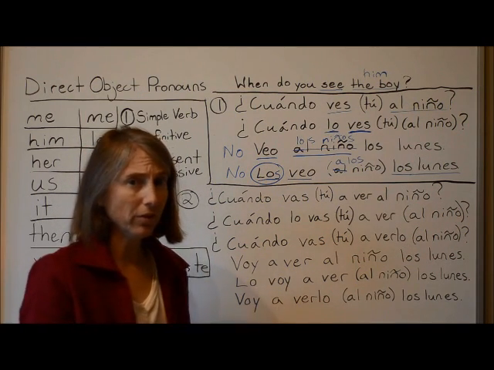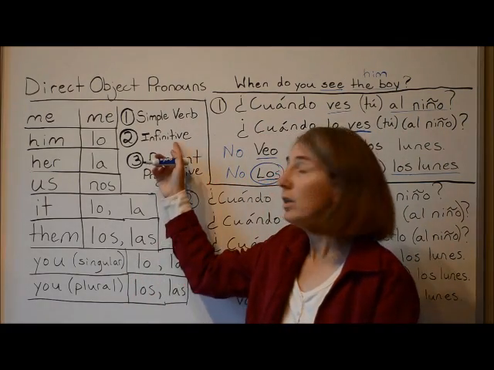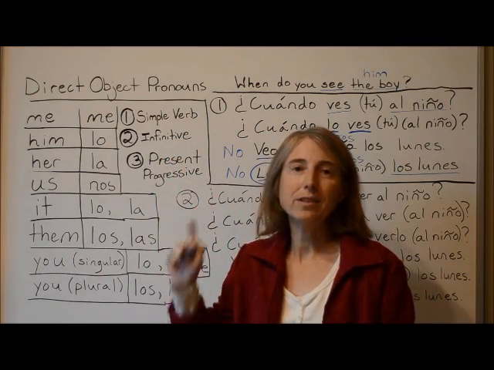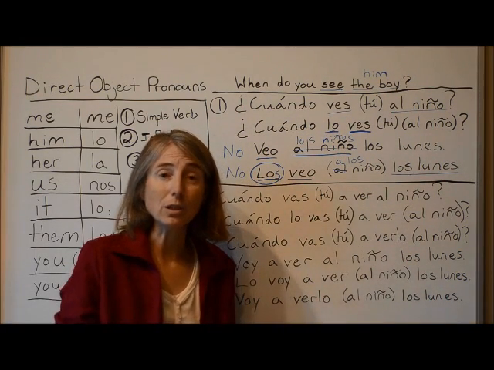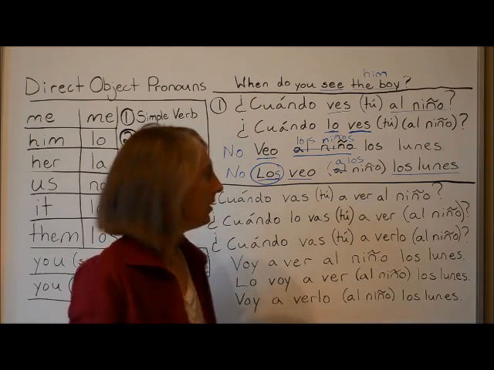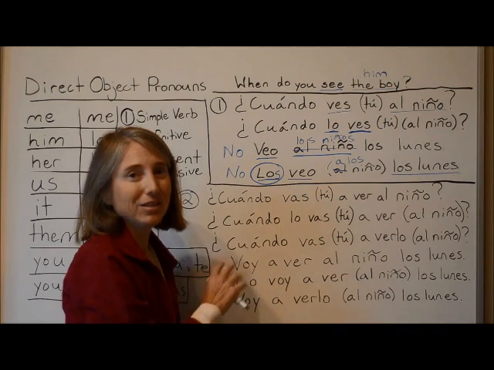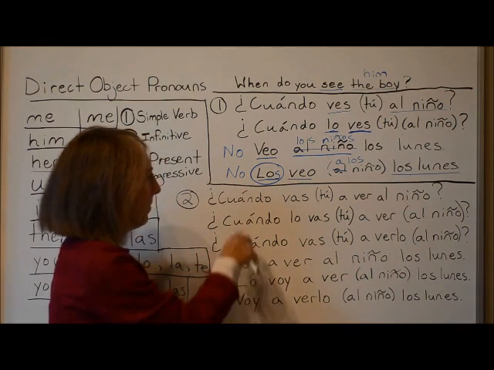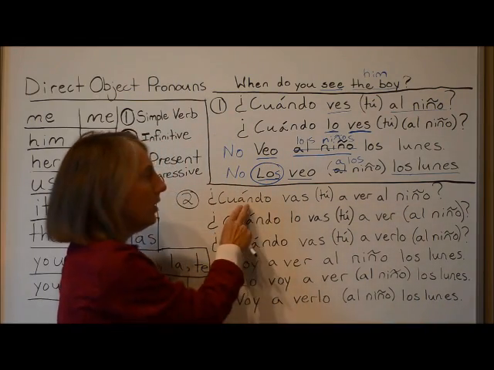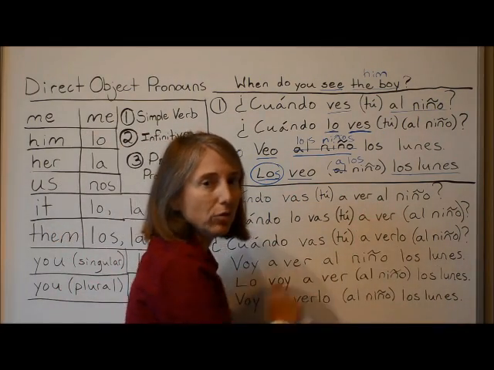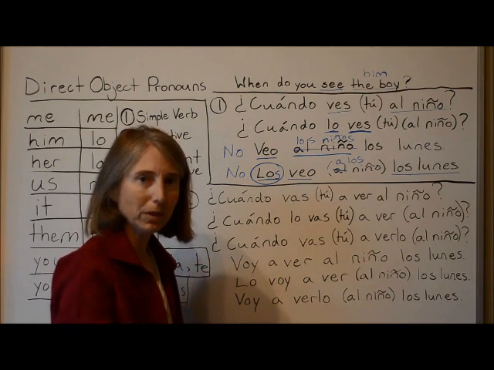Now let's look at another type of sentence that uses direct object pronouns. We're going to talk about sentences that have an infinitive verb as part of a verb phrase, because the direct object pronoun can actually go in a different location in these sentences. So if we take this original question and just change it up a little bit, we could say, when are you going to see the boy? ¿Cuándo vas tú a ver al niño? Okay, so when are you going to see the boy? And then our infinitive verb here is to see.